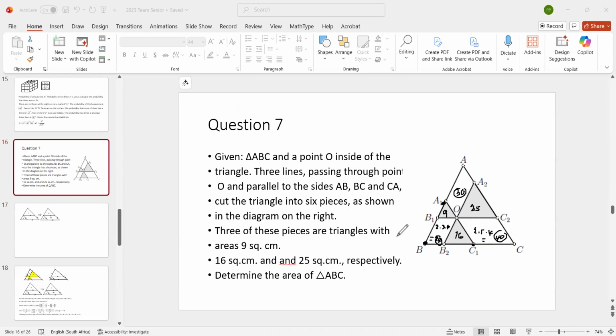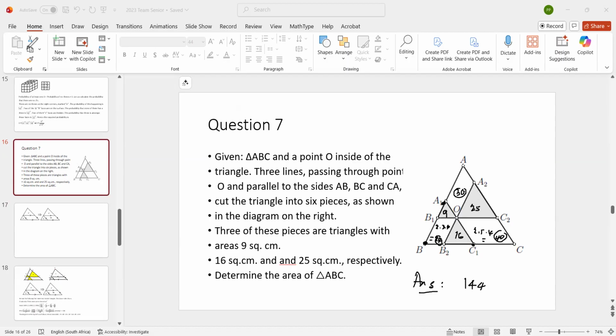So the area of the triangle now is just the sum of the areas of all these. You can work out the answer, add up all these things, and I think you get 144. Okay, so that's the answer to this problem.